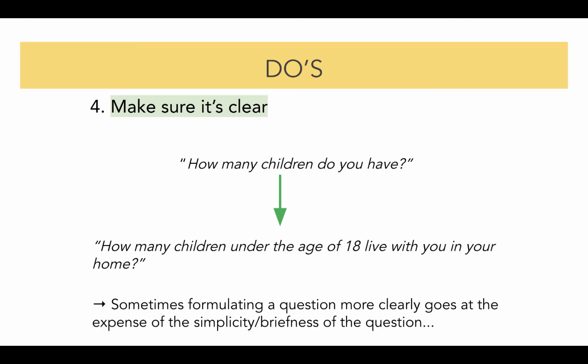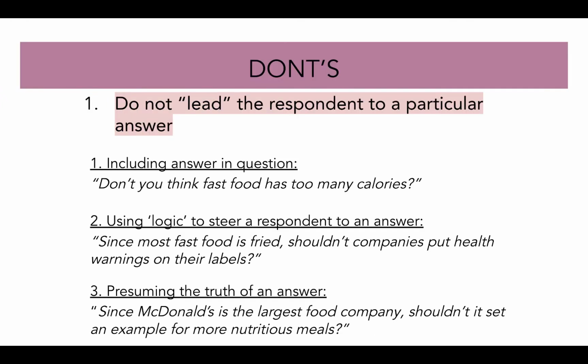For example, how many children under the age of 18 live with you in your home? Sometimes formulating a question more clearly can mean that you have to make it slightly longer. That's a trade-off you make. For each question, think very well about how clear it is, whether it can be formulated more concisely, and whether it's neutral. That brings us to the don'ts.